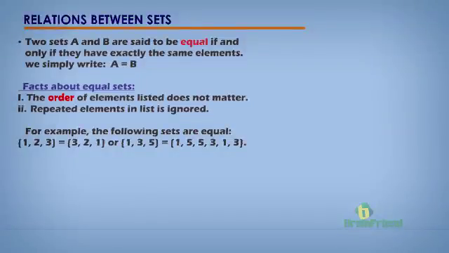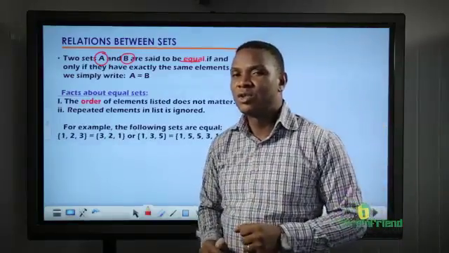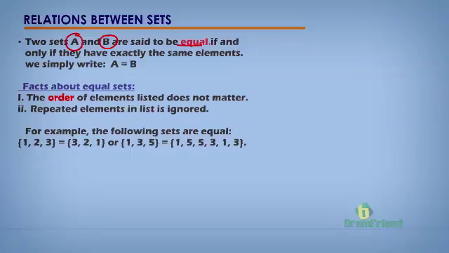Two sets, say set A and set B, are said to be equal if and only if they have exactly the same elements. To illustrate that relationship, we simply say set A is equal to set B. Now, there are certain facts that we need to know about equality. One of them is that the order of the elements listed does not really matter.